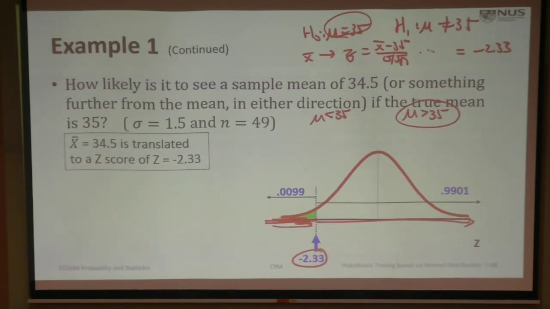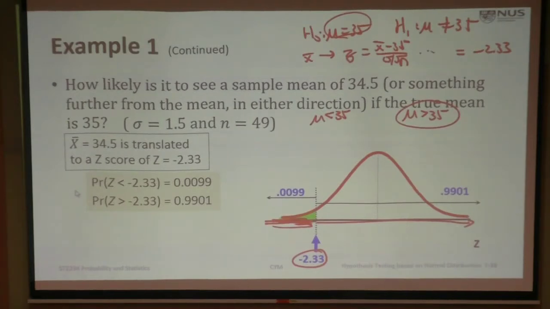But on the other hand, if I consider mu less than 35, I expect a smaller x bar, a smaller test statistic value. Now I got minus 2.33. Is it considered extreme when we consider mu less than 35? Yes. What's the chance that I see something less than minus 2.33? The chance is very small. So my minus 2.33 is considered very extreme when you look at whether mu is smaller than 35. For a two-side alternative, we look at both.